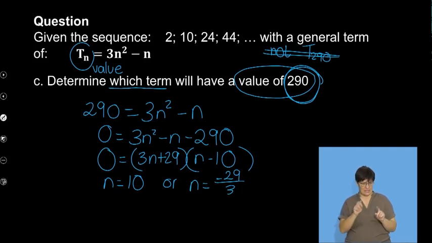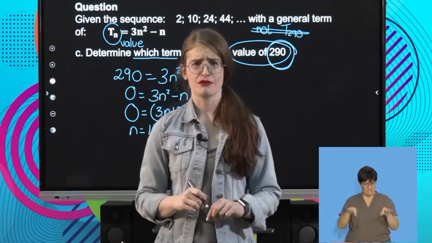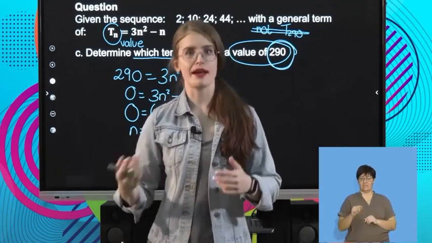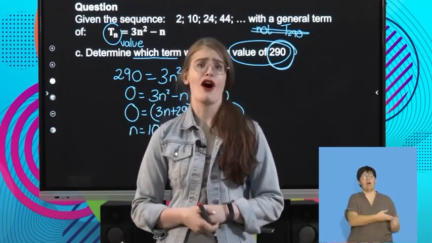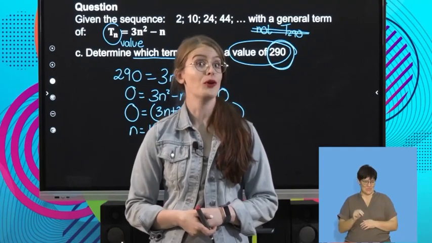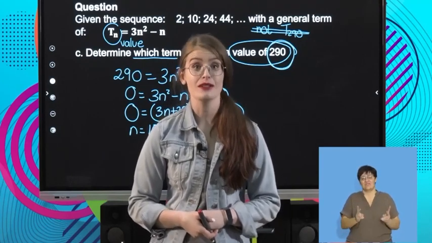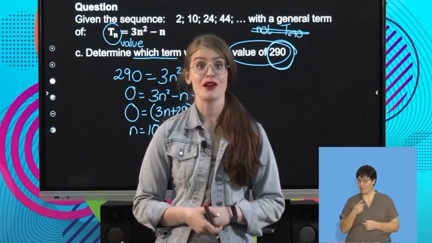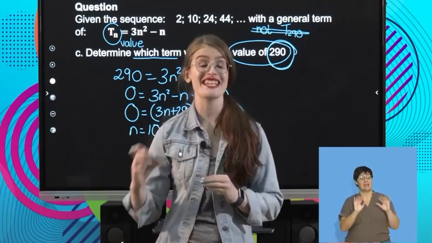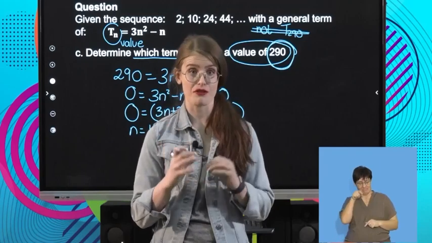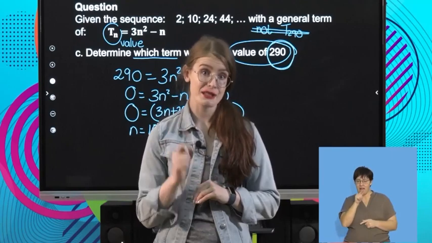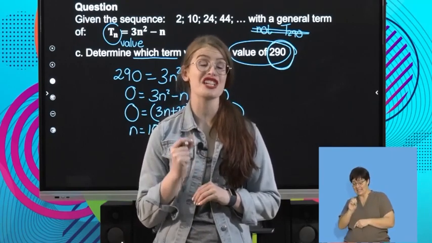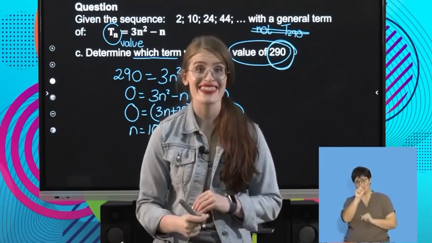But I'm hoping there's some alarm bells going off in your head. Can I have a negative term value? Do I ever ask you to find the negative 29th term of a pattern? Or even a fraction? Do I ask you, please find the negative half term of a pattern? No. We want natural numbers. So behind me, I'm going to say that the natural number of 10 indicates the value of the pattern. So this specific pattern, where this pattern has a value of 290, it is the 10th term.